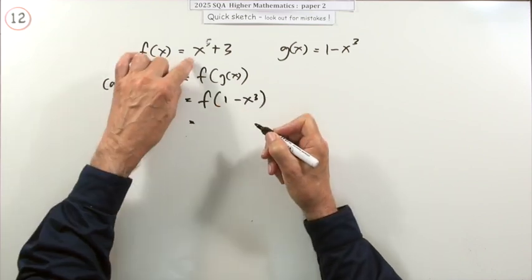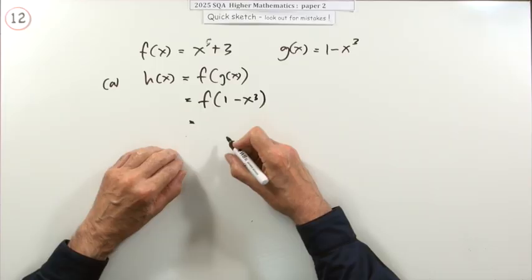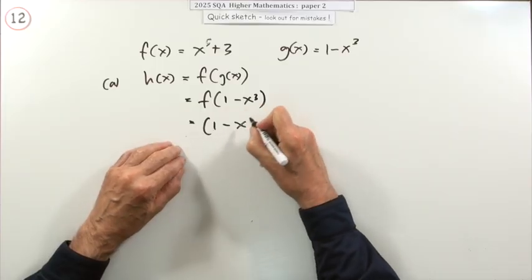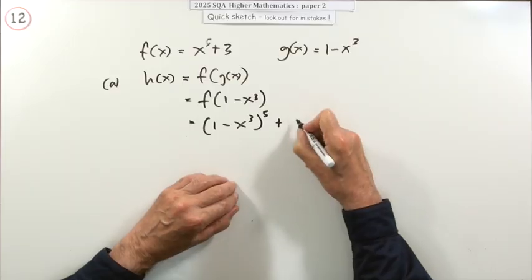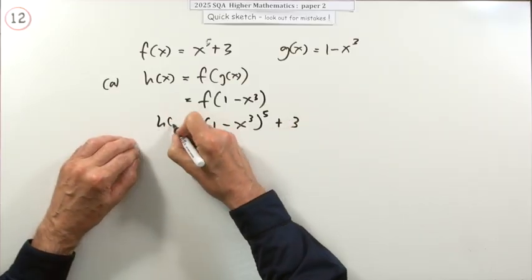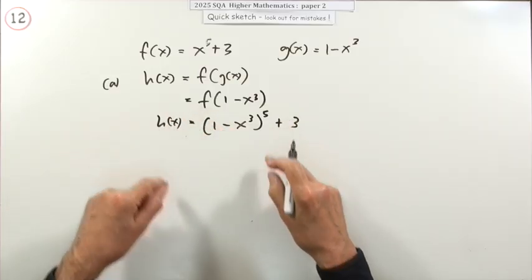And then what does f do? Whatever you feed it, that's this bracket. So there it is, 1 minus x, put the cubed in properly, to the power 5, raises it to the power 5 and adds on 3. And for that you're getting 2 marks.